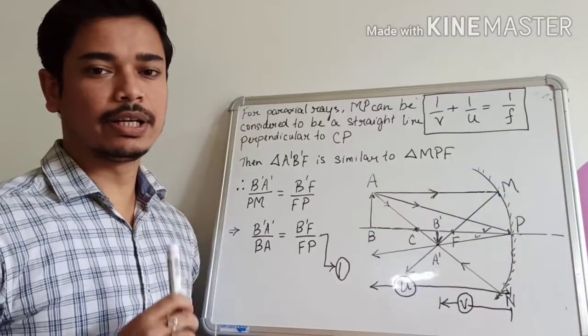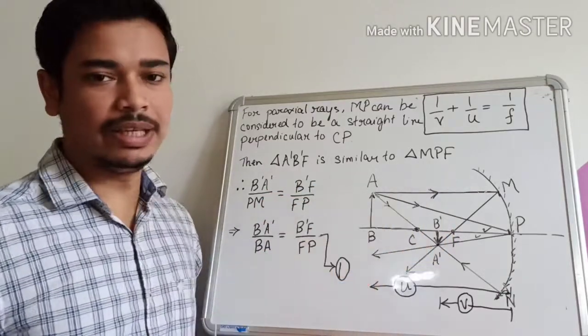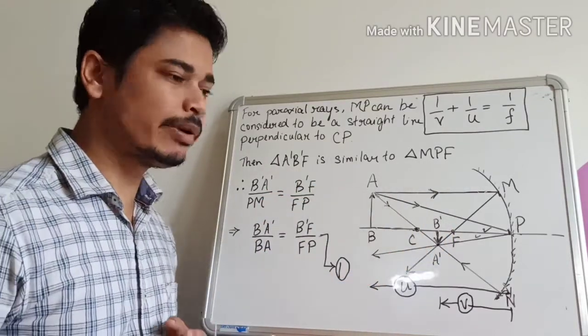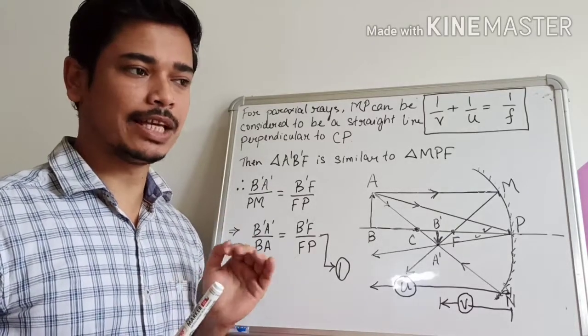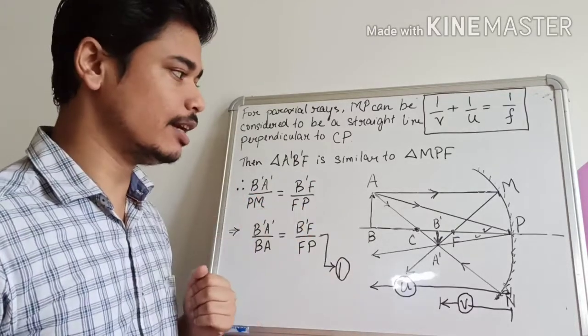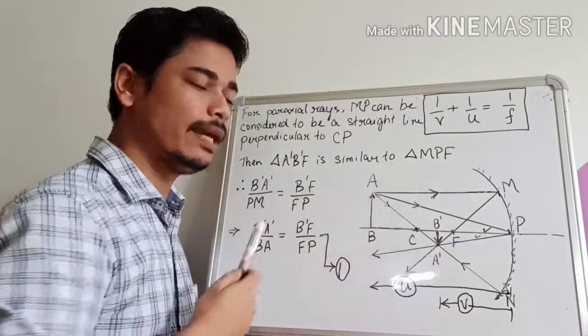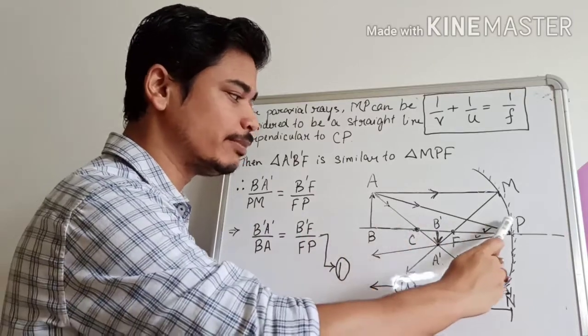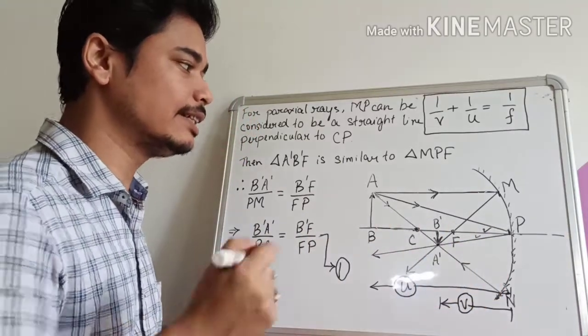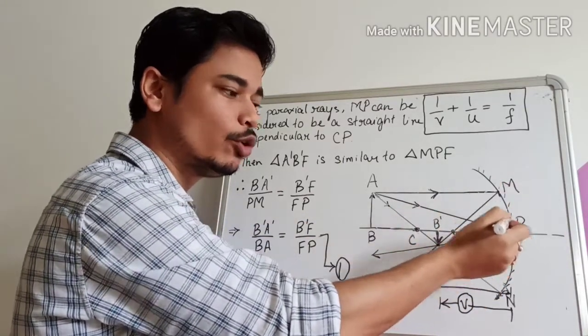In this diagram, we consider the ray AM to be a paraxial ray. Now what is a paraxial ray? A paraxial ray is a ray which is parallel to the principal axis as well as very close to the principal axis. So if AM is a paraxial ray, then that ray will travel very close to the principal axis. In that case, the point M will be very close to the point P.